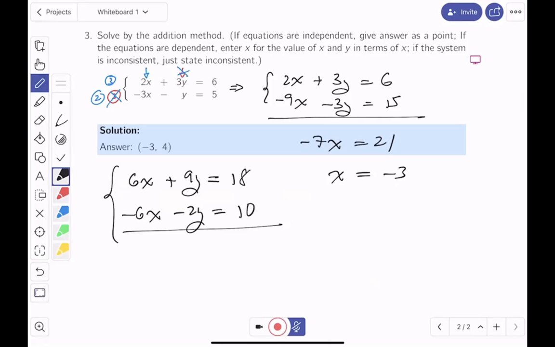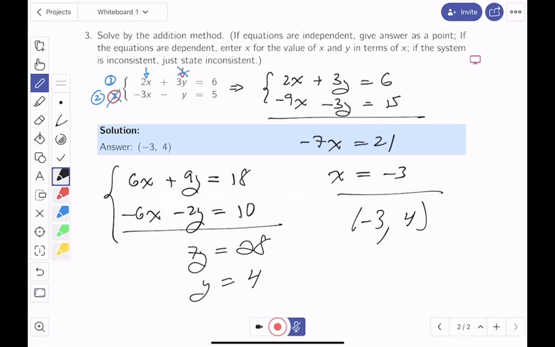Add the two equations together. Something does eliminate the x's, which was my goal. You would get 7y equals 28. Divide both sides by 7, and you get y is equal to 4. So I have my solution again: minus 3, comma 4.